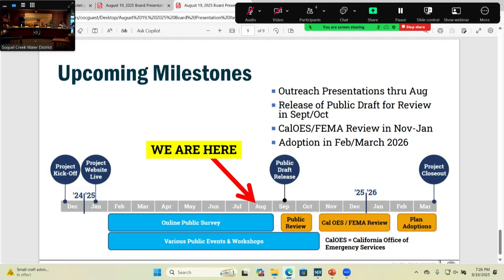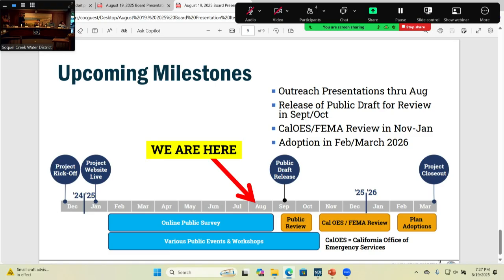And then that would be followed by, obviously, a public review period. After we go through the public review and incorporate any public comments on the plan, it would go to the regulatory agencies who ultimately approve this plan from the state and federal level, which is the California Office of Emergency Services and also the Federal Emergency Management Agency. So it would sit with them for a while for their review, their comments, and their approval.